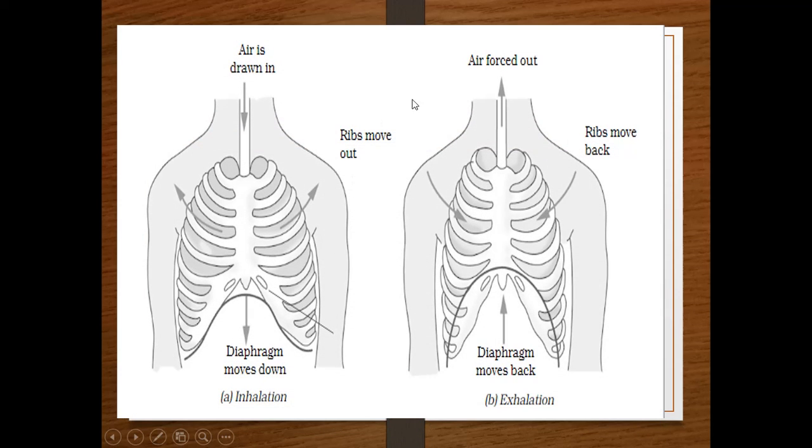Here you can see the diagram of inhalation and exhalation. The process of drawing in air which is rich in oxygen is called inhalation, and the process of removal of air, the giving out of air which is rich in carbon dioxide, is called exhalation.